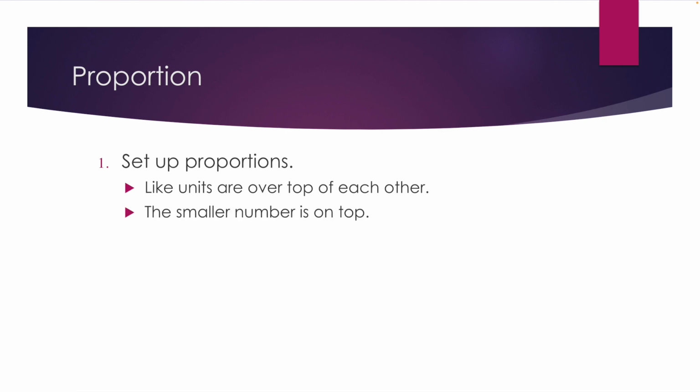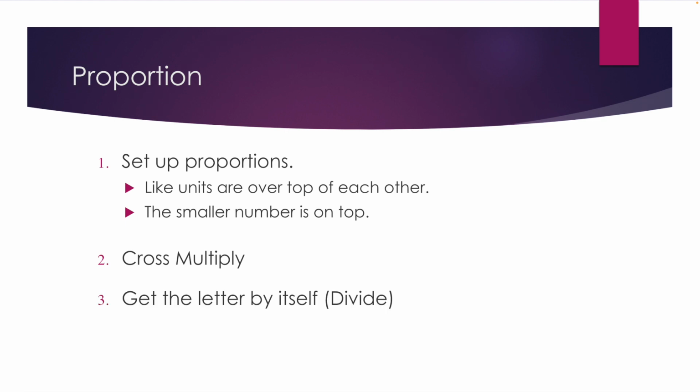Then you want to make sure that the smaller number is on top. That is the key. If the smaller number is on top, you will get the correct answer regardless of whether it's direct or indirect. Once you have the question set up, you're going to cross multiply and then you end up dividing in order to get the letter by itself. So essentially you then just solve for the unknown.